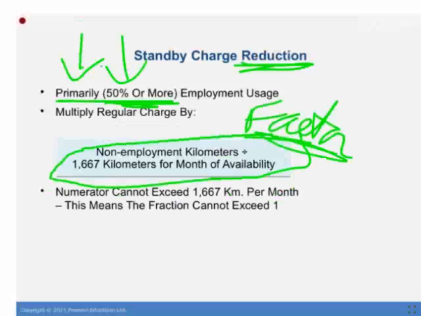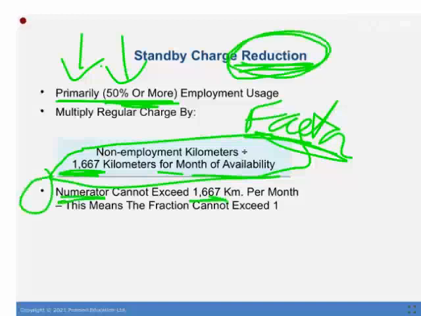So this calculation is non-employment kilometers divided by, and this is a fixed figure, 1,667 kilometers for month of availability. We'll go through an example and try to make a little bit of sense out of this with actual numbers. Another note is that the numerator cannot exceed this 1,667. So what that means is this is a reduction.